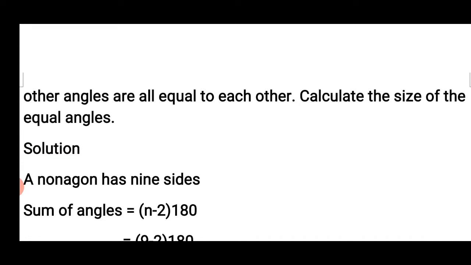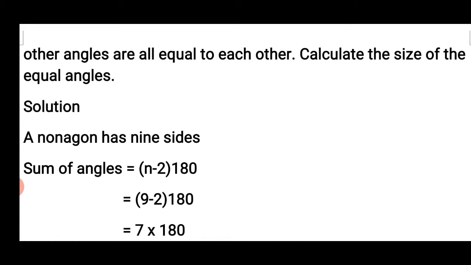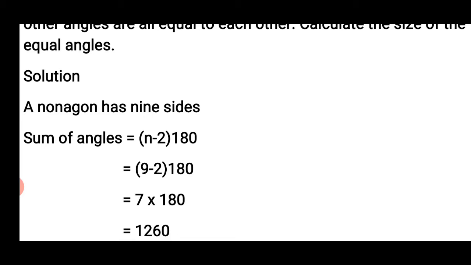Now a nonagon has 9 angles and 6 have been added. It means that it remains 3. It remains 3 angles which have not been added to the others. First thing is to find the sum of angles in a nonagon using the formula. Sum of angles is n minus 2 multiplied by 180. Our n is 9. So we have sum of angles is 9 minus 2 multiplied by 180.